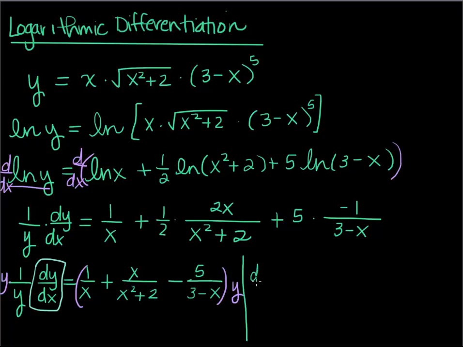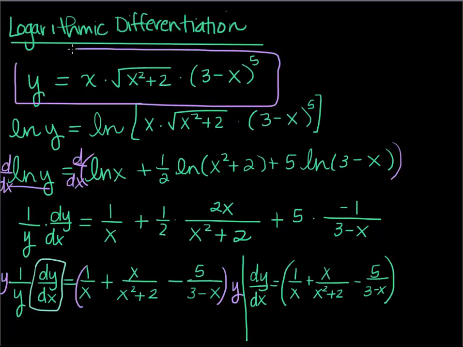I don't know if I'm going to be able to fit this, but we'll try it. So what's my final answer? dy/dx equals 1 over x plus x over x squared plus 2 minus 5 over 3 minus x, times y. Now what is y? We're going to go all the way back up to here, and we're going to grab y. And I know what your first question is. Do I need to simplify this?